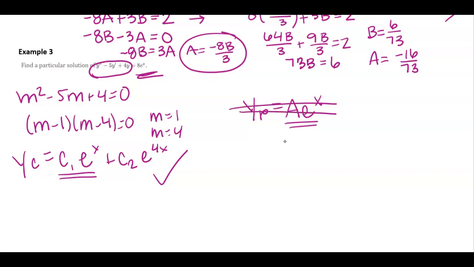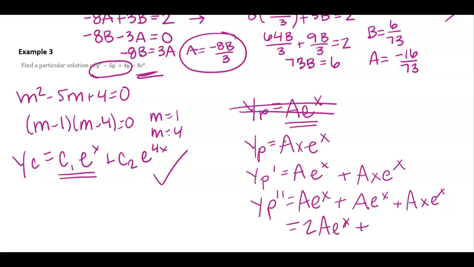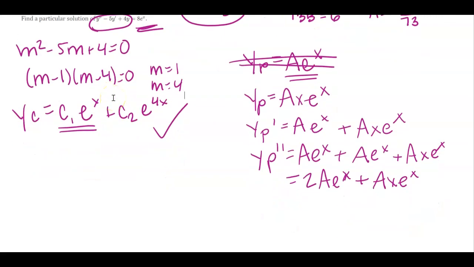So instead, we're going to just put an x in the front. Now these are linearly independent solutions, and let's just see what happens when we plug in. Okay, derivative first, second, first derivative of second. Okay, so now let's plug this into the left-hand side and see what happens.